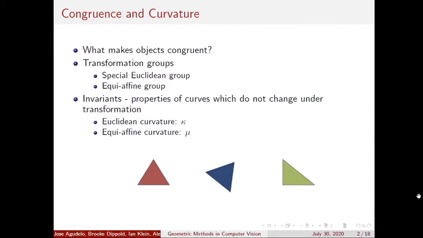The equiaffine group defines congruence with an area-preserving linear transformation matrix and translations. All three triangles at the bottom are congruent with respect to the equiaffine group because they have the same area. Within these groups, we studied curvatures since curvatures do not change under transformations.